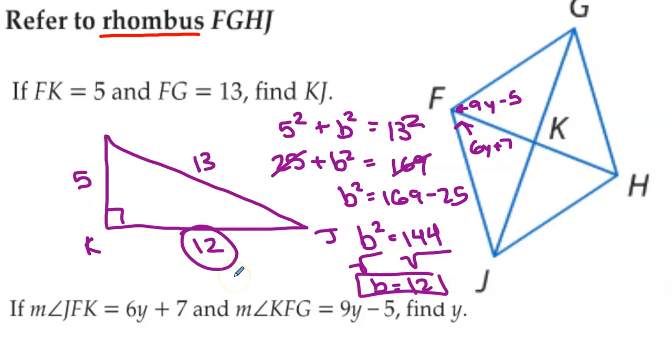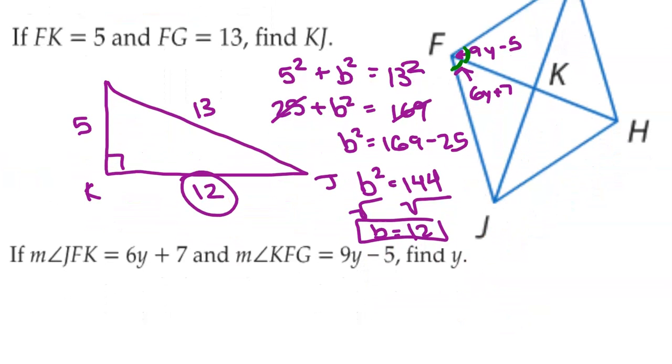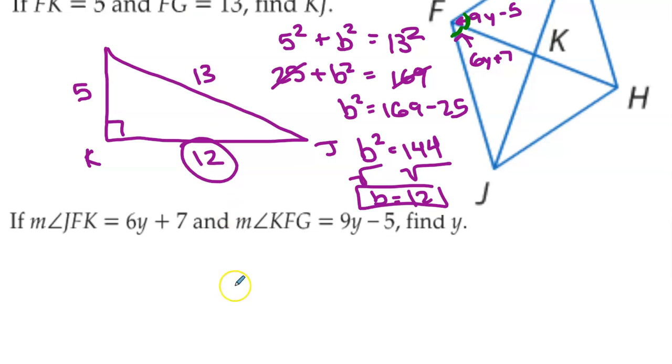Well, again, we need to use something that's specific to rhombi here. And that thing that's specific to rhombi is that the diagonals bisect each other. So we know that these two angles are congruent. So we are just going to solve this simple algebra problem. 9y minus 5 equals 6y plus 7. And then we'll just solve this.